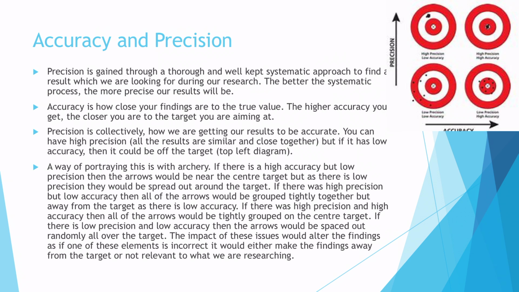If you have low accuracy but high precision, then all the results are going to be bunched together, as you can see in the top left diagram of the archery. They're away from the target, so the accuracy is not there, but the precision is there, so you're doing the same systematic method but away from the target. This would lead to a false reading of the research and could affect the research in the near future.